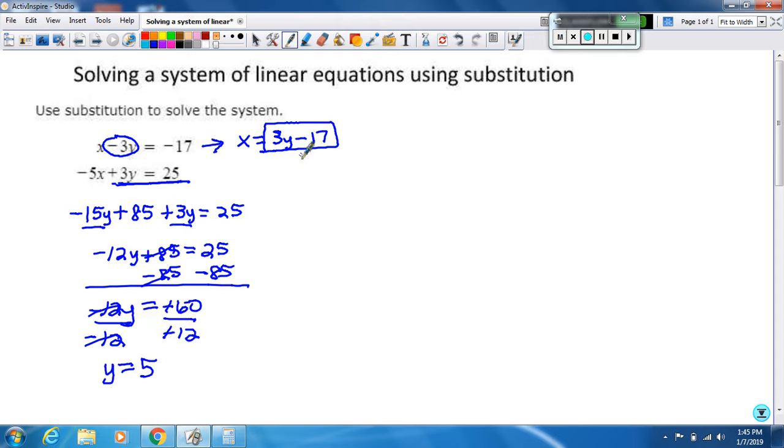So y is 5. Now we know that x equals 3y minus 17. So 3 times 5 minus 17, 15 minus 17 equals negative 2. If you put it in an ordered pair, x comes first, negative 2, because it's alphabetical order, and then y is 5. So y equals 5, x equals negative 2. I should have probably written it like this too. Okay, there we go.